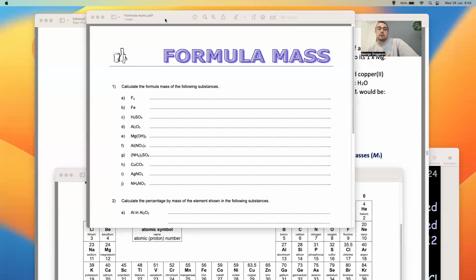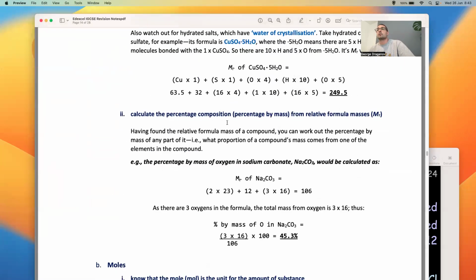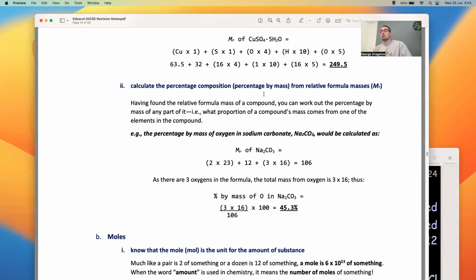Okay, so practice this, and then there's one more part to understand, and that's called calculating the percentage composition, or the percentage by mass. That's the last part of this. The next lesson we'll do moles. So this is actually very simple. If you have a class of 100 children and 70 are boys, what percent are boys? Well, it's going to be 70 over 100 times 100, which is 70%. So in that sense, it is relatively straightforward.